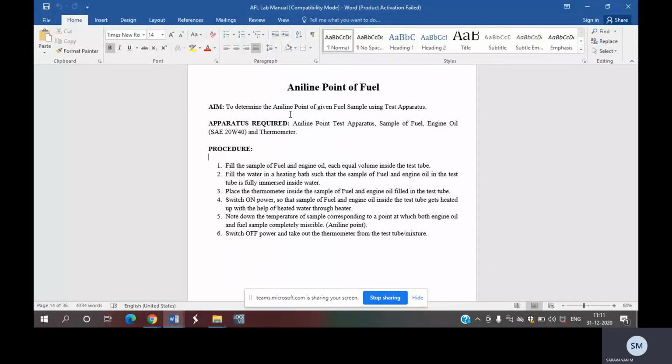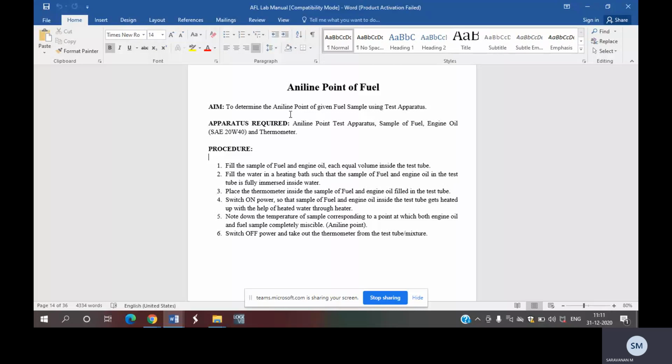Then heating is stopped and the tube is allowed to cool. The temperature at which the two phases separate out is recorded as the aniline point. So that aniline point only we are going to measure here. They have given a set of procedures for how to do this particular experiment.